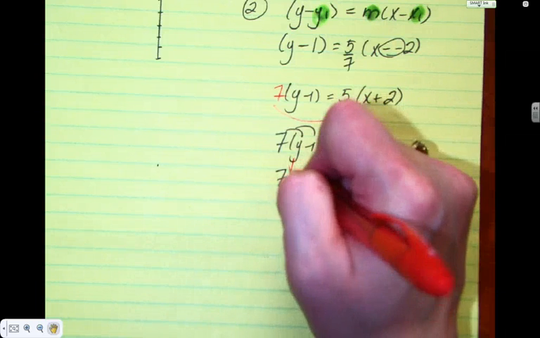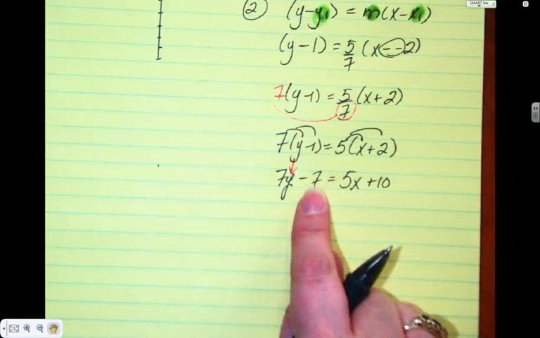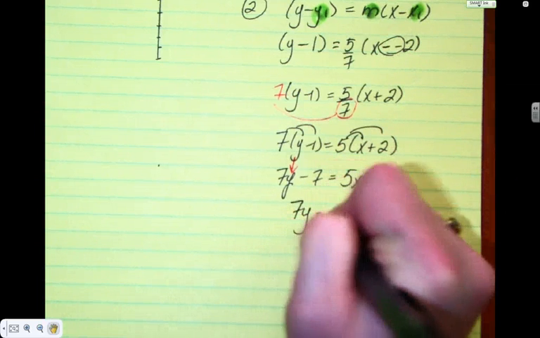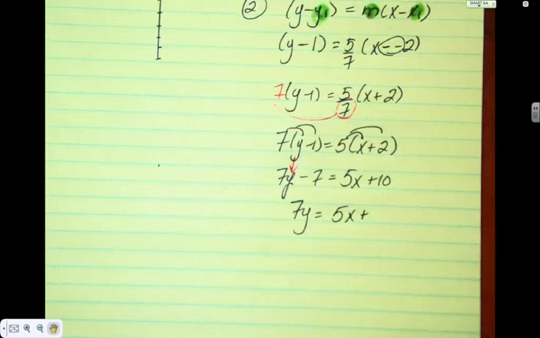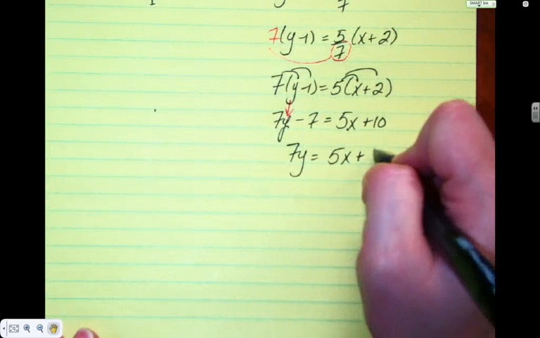Now we want to get the y by itself, which we've now done 30 times. If you've done all the homework, it's the same steps every time. We start with the furthest from the y. What's the opposite of subtracting 7? Adding 7. Ten plus 7 is 17.